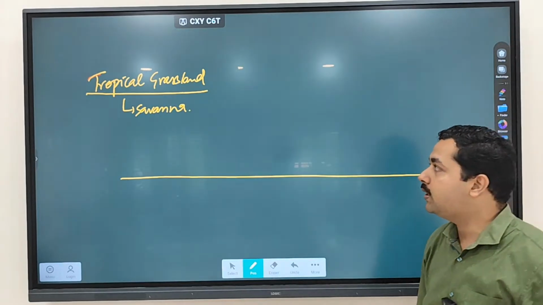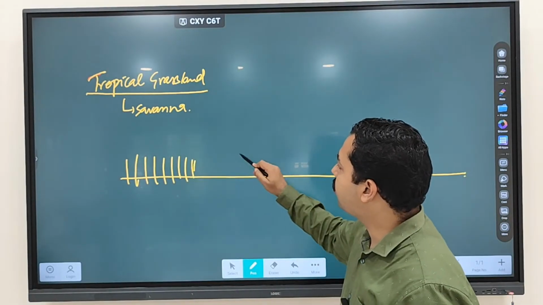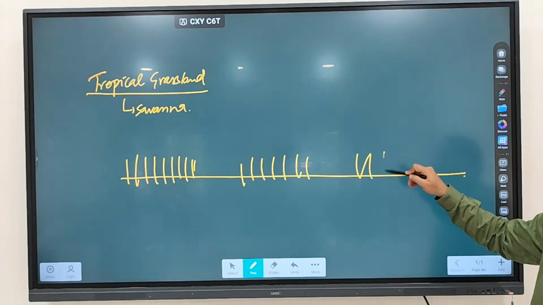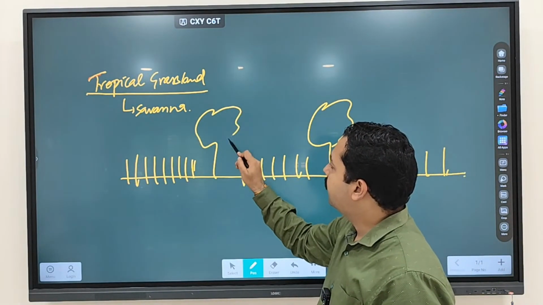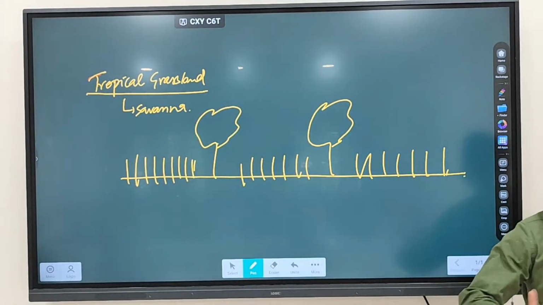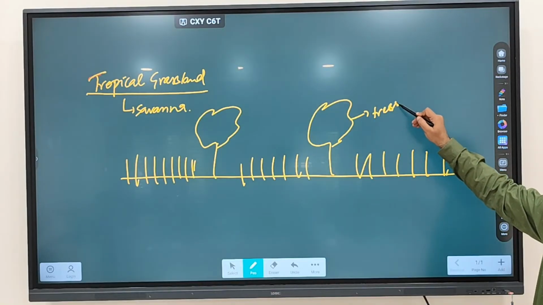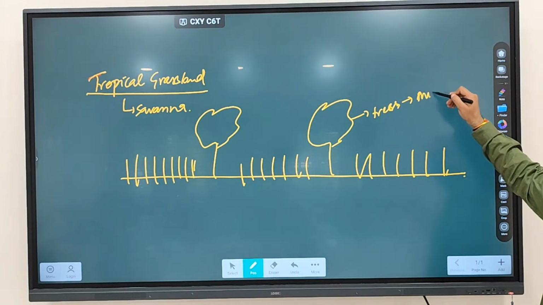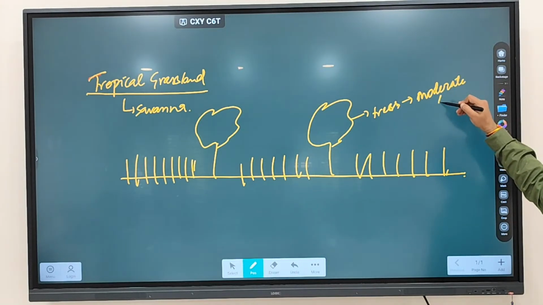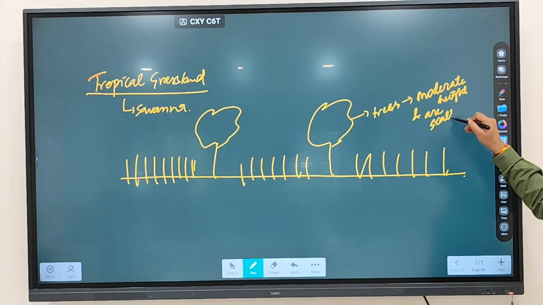So that's why you see the tropical grassland has tall grasses like this, followed by scattered trees. The trees are small, they do not have great height, they have moderate height, and they are scattered.